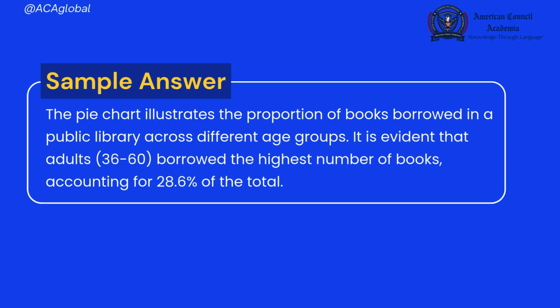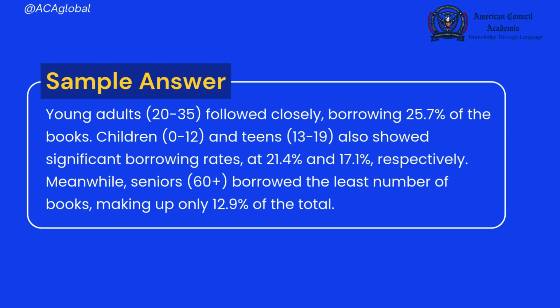Sample answer. The pie chart illustrates the proportion of books borrowed in a public library across different age groups. It is evident that adults, 36 to 60, borrowed the highest number of books, accounting for 28.6% of the total. Young adults, 20 to 35, followed closely, borrowing 25.7% of the books. Children, 0 to 12, and teens, 13 to 19, also showed significant borrowing rates, at 21.4% and 17.1%, respectively.